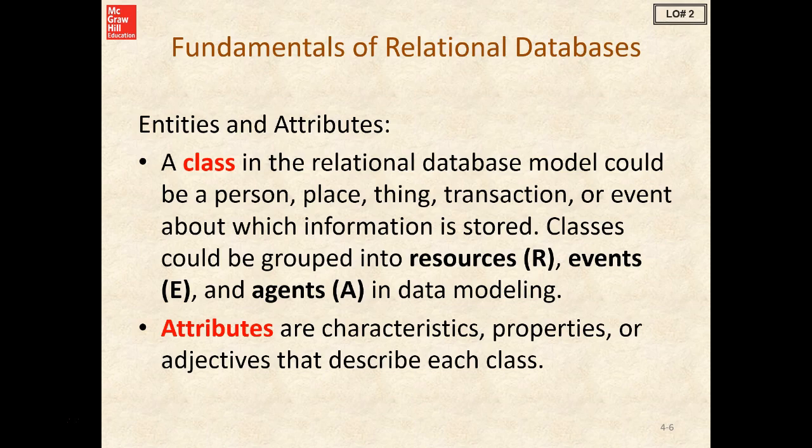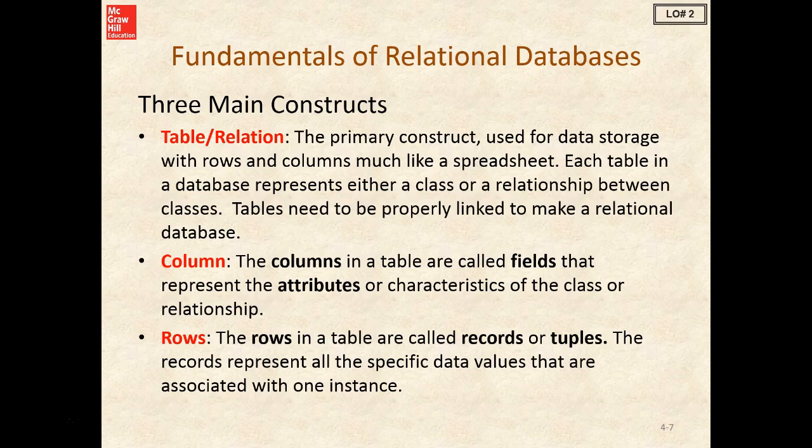Fundamentals of relational databases. We have the entities and attributes. We have a class. In the relational database model it could be a person, place, thing, transaction, or event about which information is stored. So that's going to be the class, and the classes could be grouped into resources, events, and agents in the data modeling. Then we have attributes, or characteristics, properties, or objectives that describe each class.